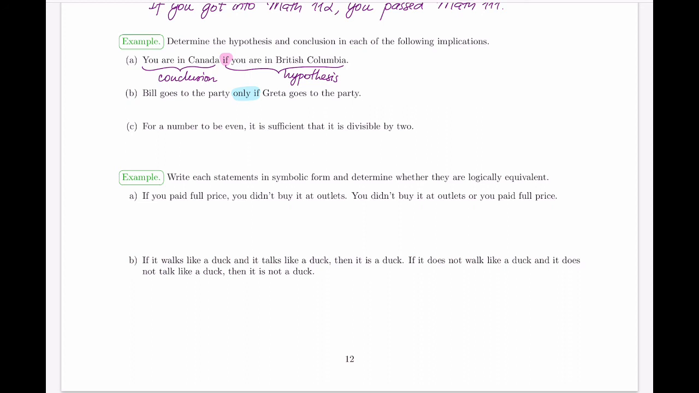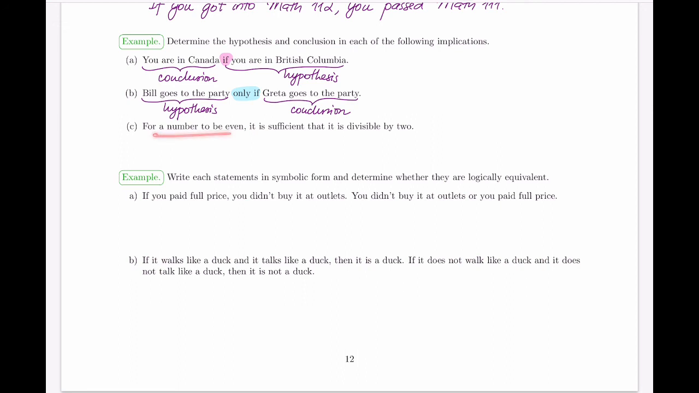Which way will it go? My claim is that Bill going to the party is the hypothesis, and Greta going to the party is in fact the conclusion. So if I were to rewrite it in the if-then form, it would say if Bill goes to the party, then Greta is also there. It is absolutely necessary that Greta is there in order for Bill to also be there.